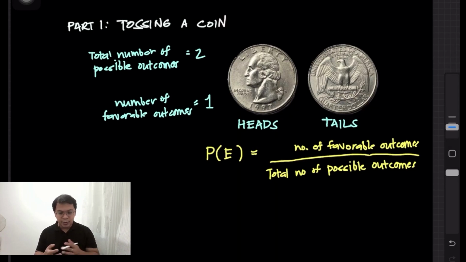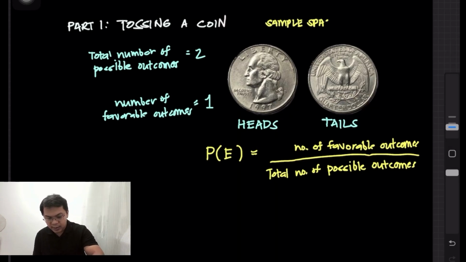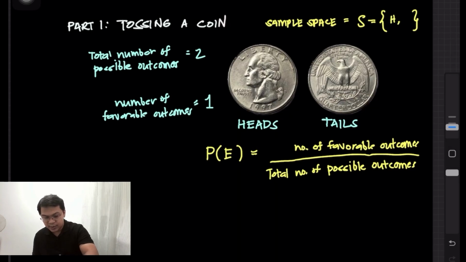This also relates to the sample space that we have. We actually have a heads or a tail, so our sample space is related to that. The sample space is a set, right? We can write it as the set of all the possible outcomes. In this case, we get H for heads and T for tails, so we only have two.